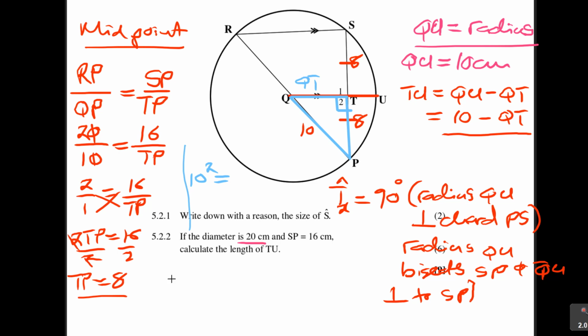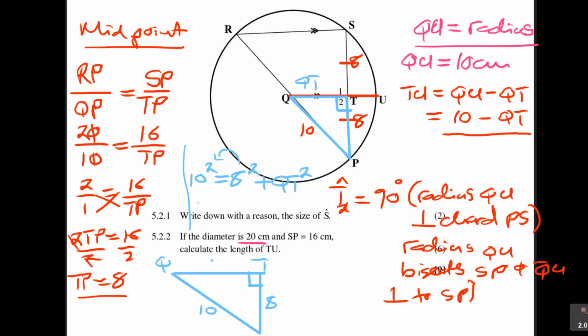Because what you're having is this triangle, guys. That's what I'm saying. You have a triangle like this. This is 90 degrees. And then you're saying this is 10. And then you're saying this is 8. And you're saying you want to find this distance QT. So which is 10 squared is equal to 8 squared plus QT squared.